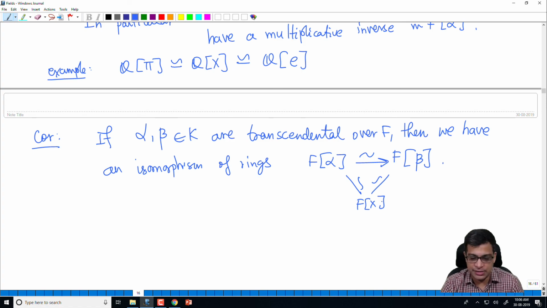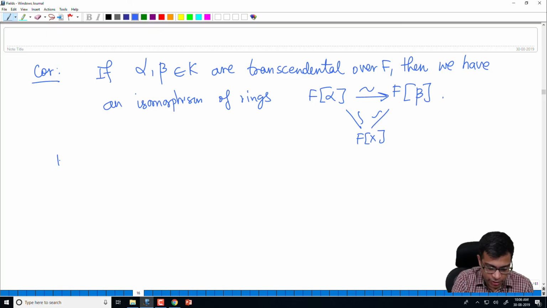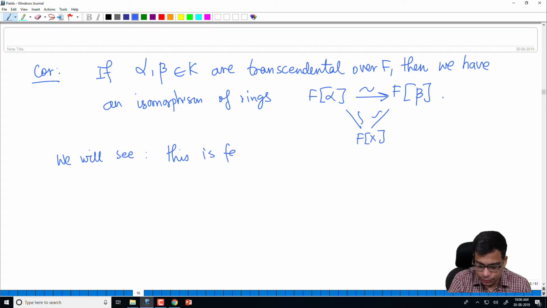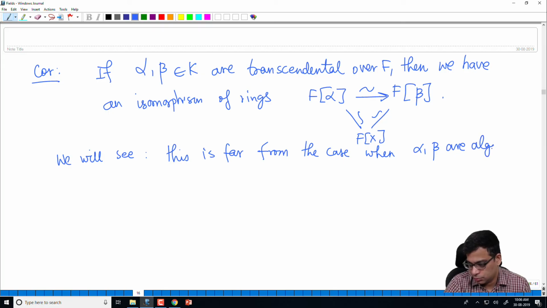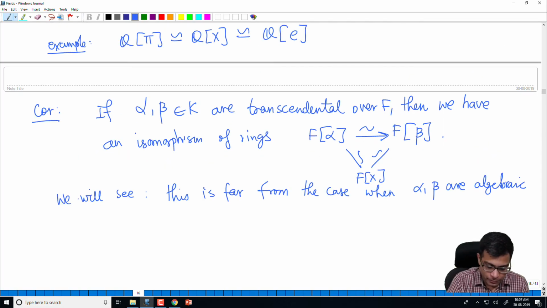Of course, they could be very different as real numbers. Pi and e have very different properties. They have different definitions, different properties. But algebraically there is no difference between any two transcendental elements. And we will see later in the next video that this is far from the case when alpha, beta are algebraic. When they are algebraic, you will not often get that they are isomorphic, as we will explain in the next video. But in the case of transcendental elements, you have the isomorphism.